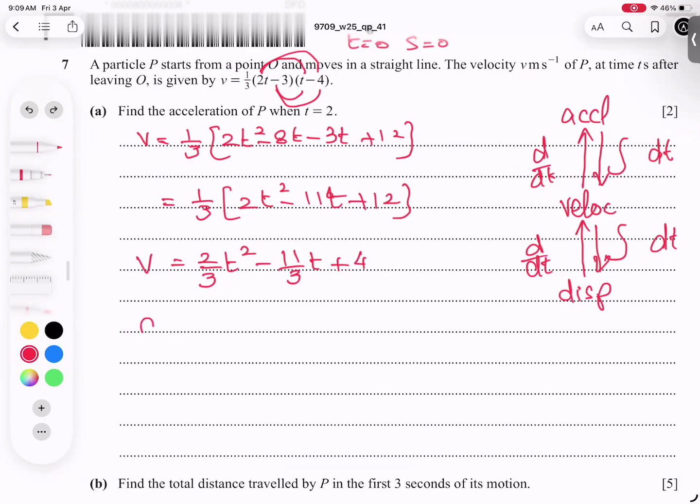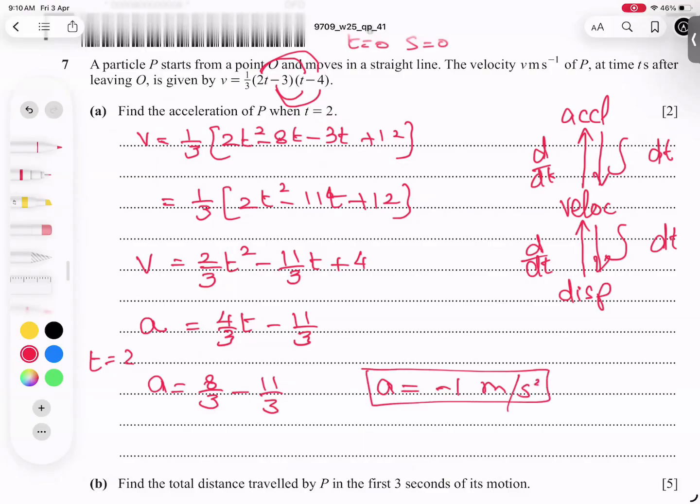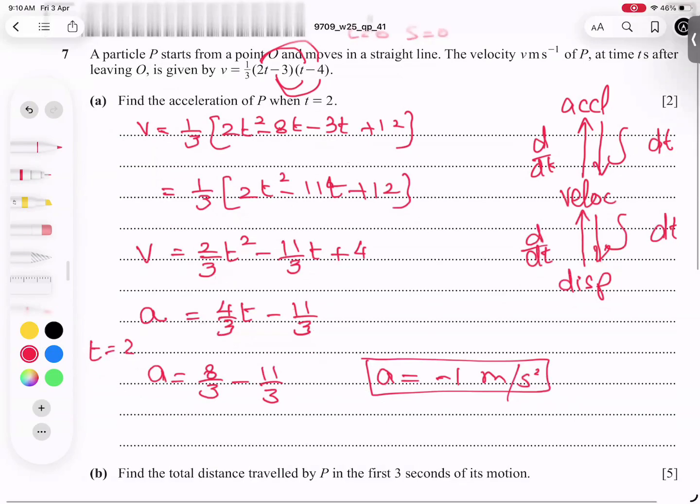When I differentiate, the 2 comes down and the power reduces, so 4 over 3 t. And 11 over 3 t becomes 1, and this becomes 0. He's asking to find the acceleration at time 2, so I'm putting time 2 in the whole equation. When I plug in 2 here, 2 fours are 8, 8 by 3 minus 11 by 3, and we are getting negative 1 meter per second squared. So Alhamdulillah, part 1 done. Let's go for part B.